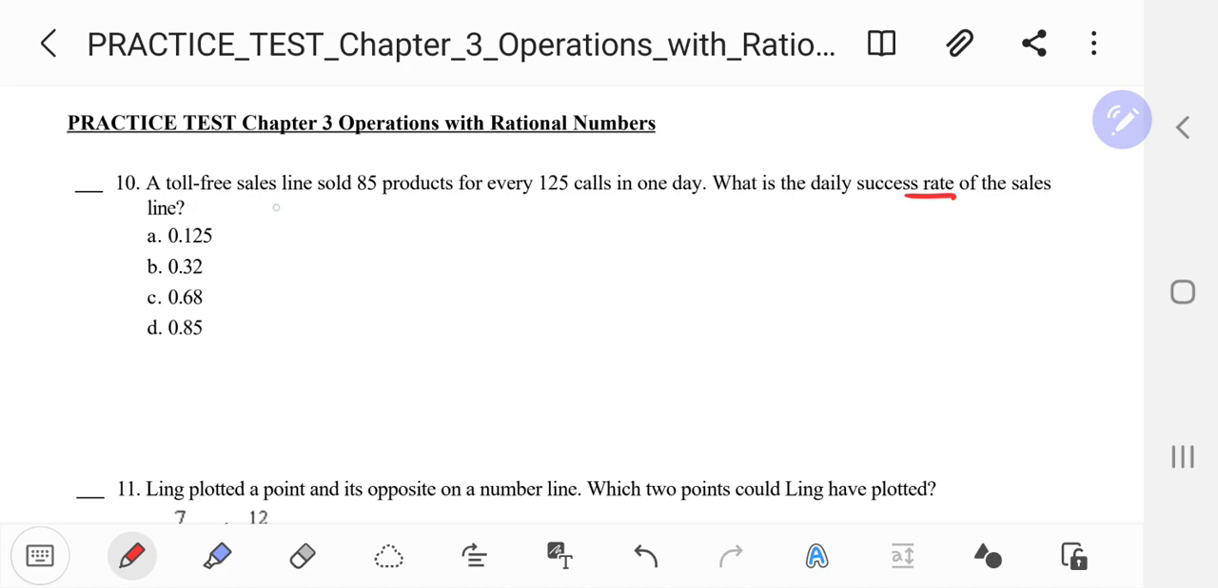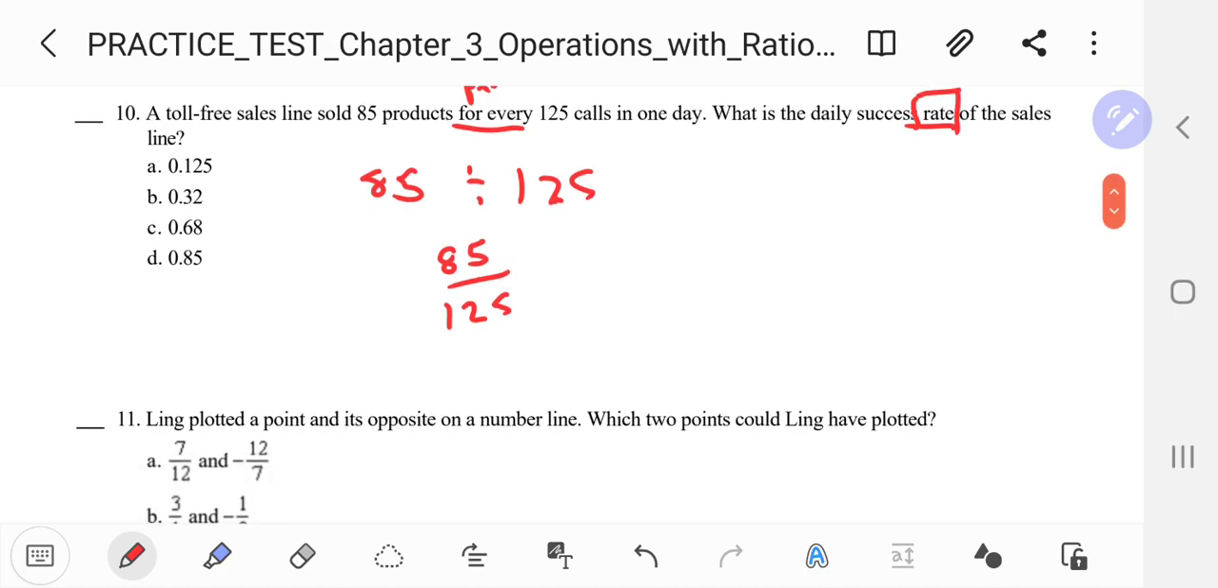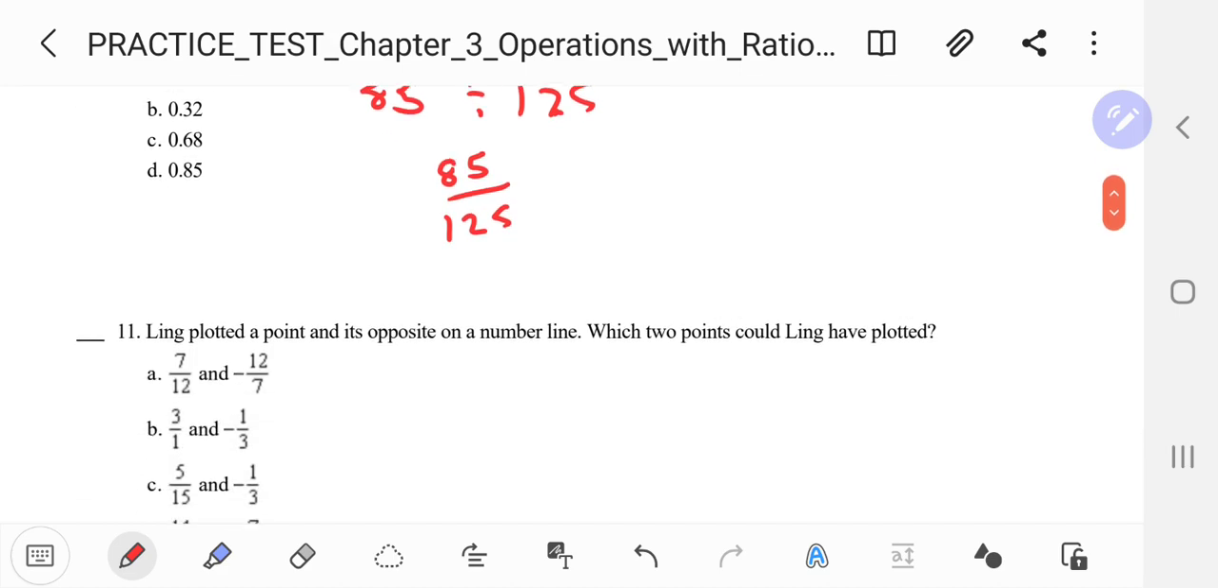Okay, a toll-free sales line sold 85 products for every or per 125 calls in one day. So that would be 85 divided by 125. All right, so then it might help if we write it as a fraction. We could simplify that and then divide what we get. So just setting that up is the important part, and recognizing that when we have a rate, it's going to be usually, in this case, division. Okay?